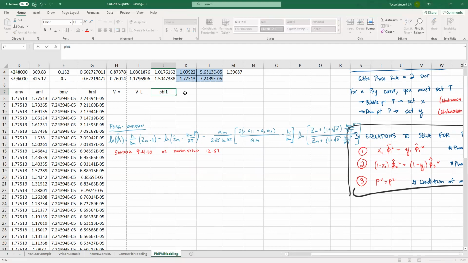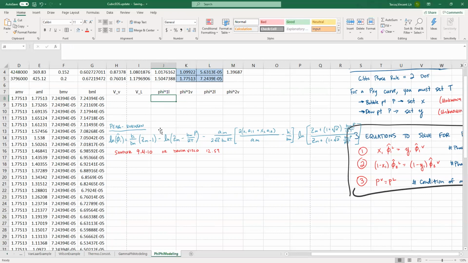Phi1 liquid. This is Phi hat, just try to be as proper as possible in terms of my notation, and Phi1 vapor. So I'm going to go in the order that I have them in the equation. So Phi1 liquid, Phi1 vapor, Phi2 liquid, Phi2 vapor. Phi hat 2 liquid, Phi hat 2 vapor.